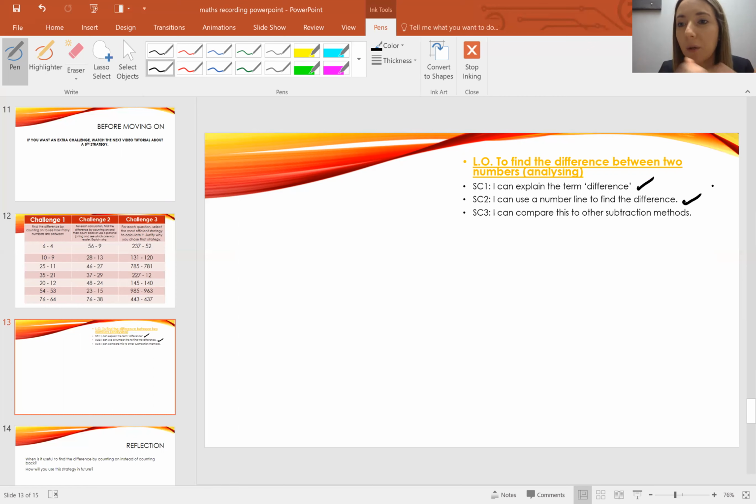It's also taking away and reducing the number that you've got, but also how many numbers are between the two numbers. And if you did challenge 2 or challenge 3, you've compared it to other subtraction methods. So you've really been thinking about which one's best and why. If you did challenge 1, you won't have achieved success criteria 3 yet, and that's okay. We can move on to that in the next few lessons, okay?